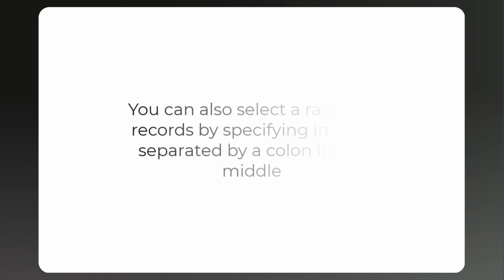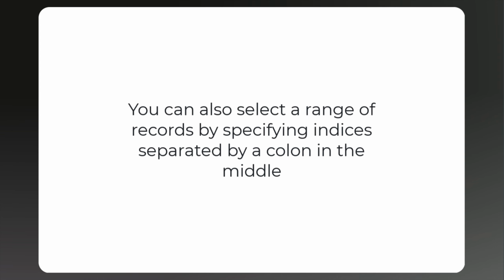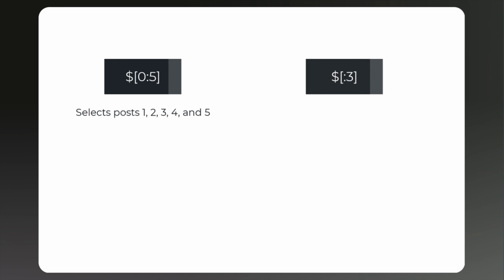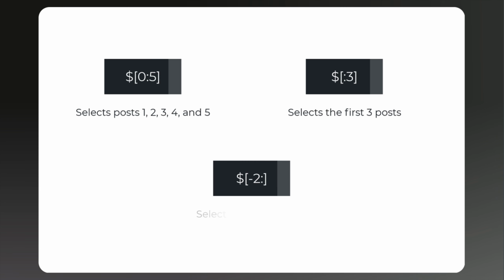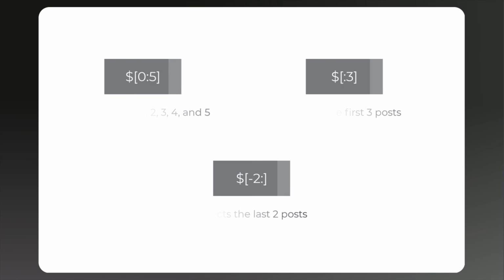You can also select a range of records by specifying indices separated by a colon in the middle. $[0:5] selects posts from index 0 up to index 5. And [:3] selects the first 3 posts. [-2:] selects the last 2 posts in the response.